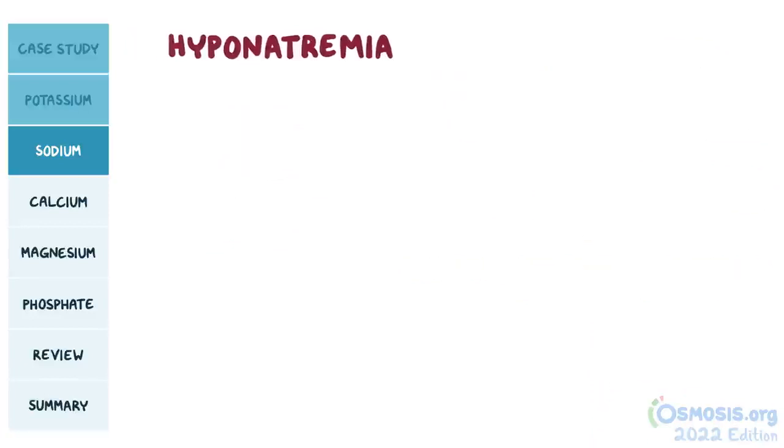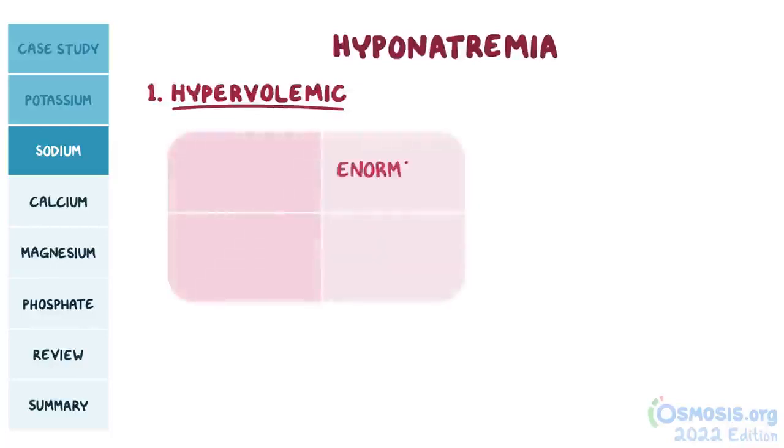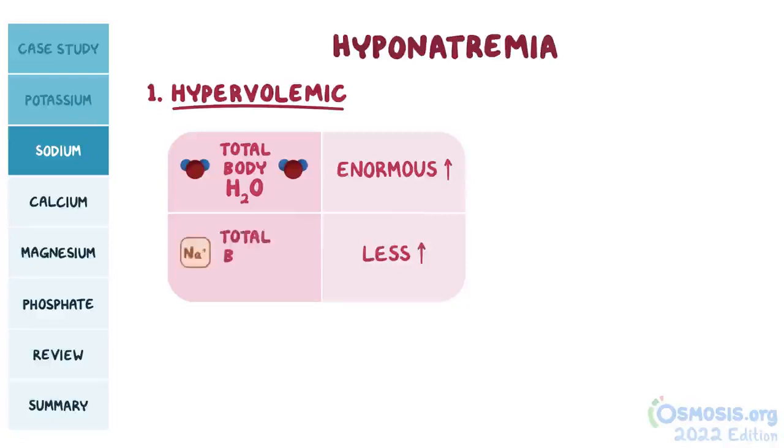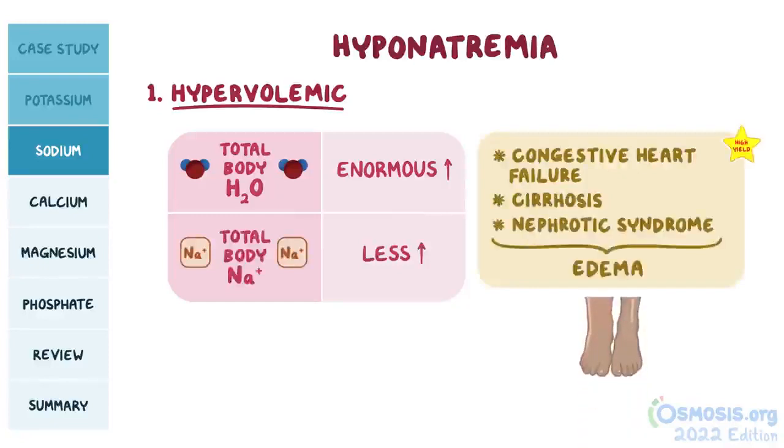Broadly speaking, true hyponatremia can be divided into three categories based on water volume status. The first is hypervolemic hyponatremia, where there's an increase in total body water with a less significant increase in total body sodium. Typically, this is seen in conditions like congestive heart failure, cirrhosis, or nephrotic syndrome, which all present with edema, especially in the ankles.